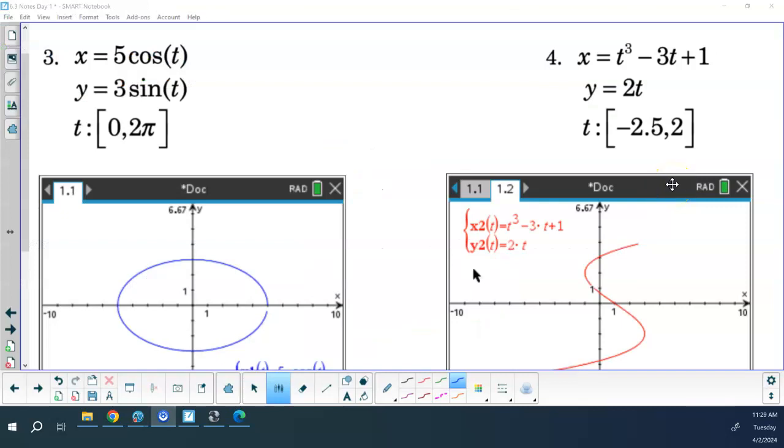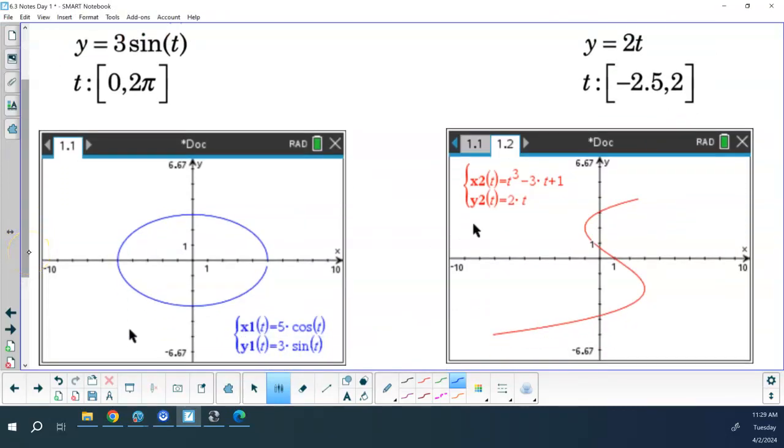Again, noticing the fact that, especially on that last one, the function stops. It doesn't continue on forever and ever in both directions. It stops with those values that we have in our t range. So if we plugged in negative 2.5, that would be the uppermost point, leftmost point, rightmost point, whichever one it is. And that's the boundary, and then it flows from there until we get to a t value of 2.